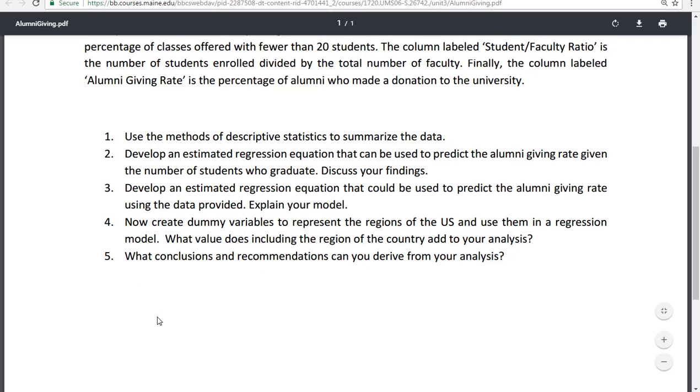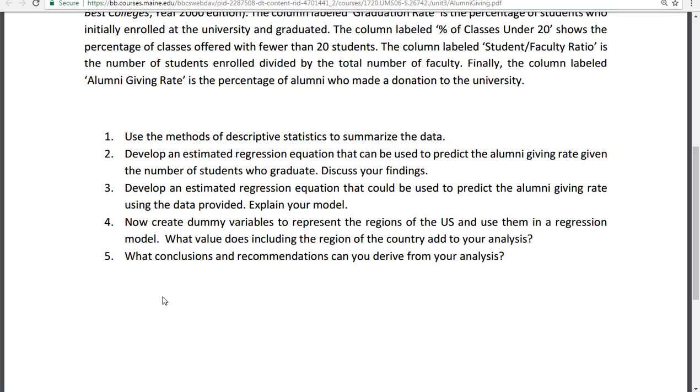Alright, so now we're back to the alumni giving example, and we're at number 4. It says, now create dummy variables to represent the regions of the U.S. and use them in a regression model. What value does including the region of the country add to your analysis? And then number 5, what conclusions and recommendations can you derive from all of this stuff?